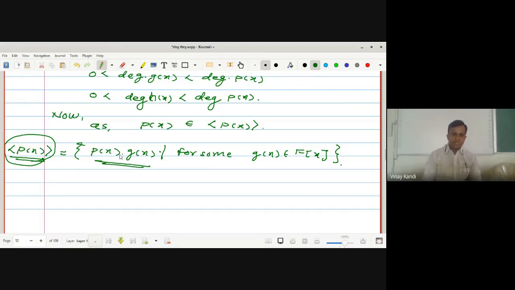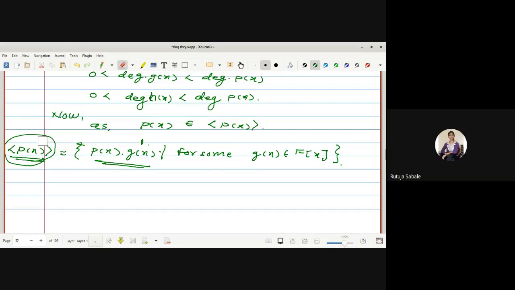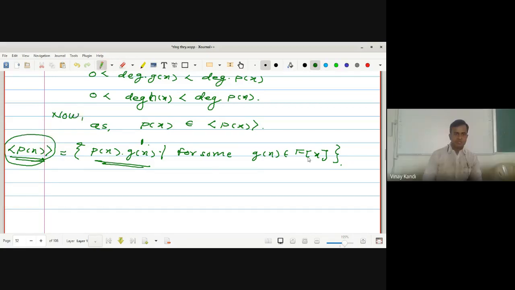Okay, so P of X itself is an element belonging to the ideal generated by P of X, taking G of X equal to 1, a constant polynomial. So P of X into 1 is equal to P of X. So P of X is an element of the ideal generated by P of X. Any doubt? No, sir. So as P of X belongs to the ideal generated by P of X, G of X into H of X belongs to the ideal generated by P of X.